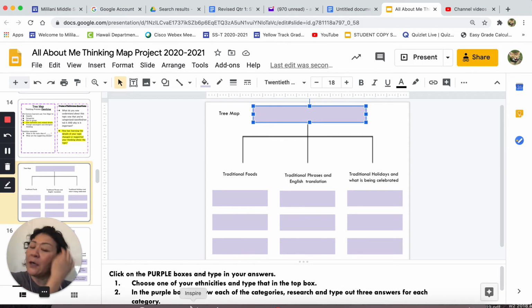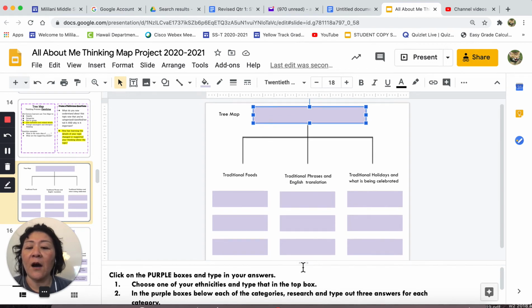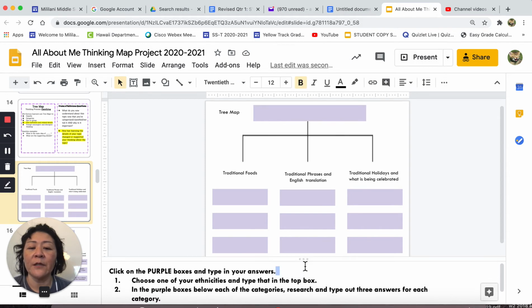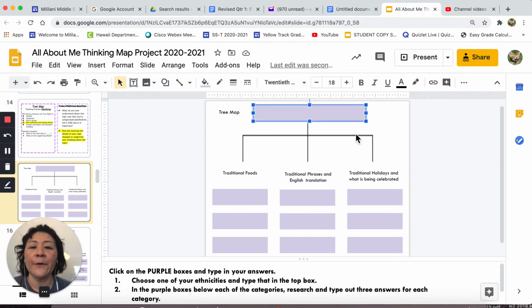So I'm going to go over the directions, which are at the bottom here. The first thing it says is to click on the purple boxes and type in your answers, okay? So that's been the same for all of the thinking maps. So number 1 says choose one of your ethnicities and type that in the top box, and this is the top box here. So you're going to choose one of the ethnicities that you are. Some of you have many different ethnicities. Some of you only have one ethnicity, and so you're going to choose one of your ethnicities.